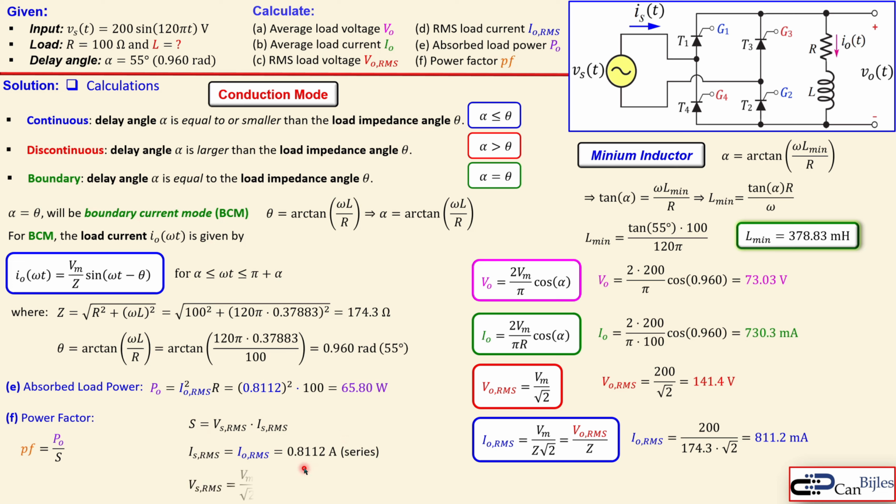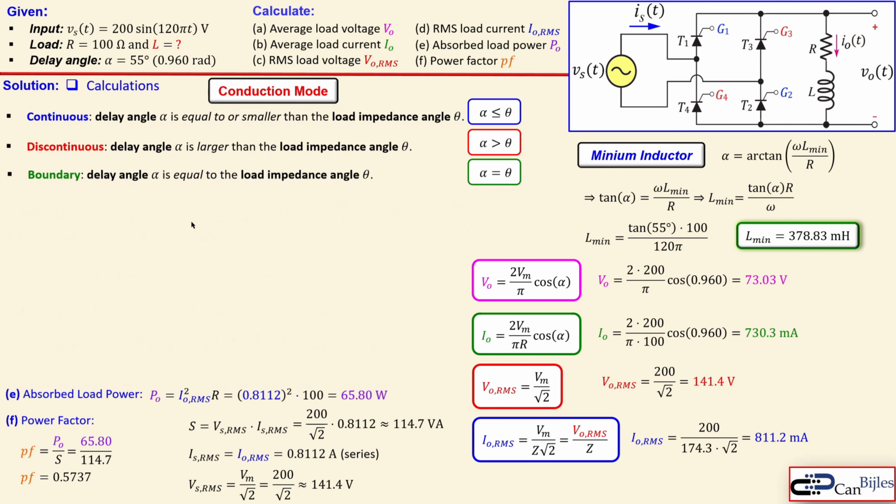Now taking this together, we have the apparent power of 114.7 volt amperes. Again, a little bit larger because the current is also larger. And that will result in a power factor of almost 0.57. So what do we gain by changing this condition from the continuous current mode to boundary current mode?